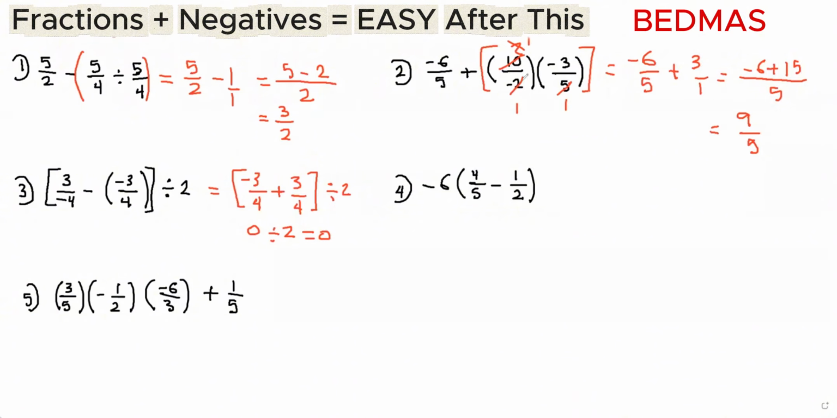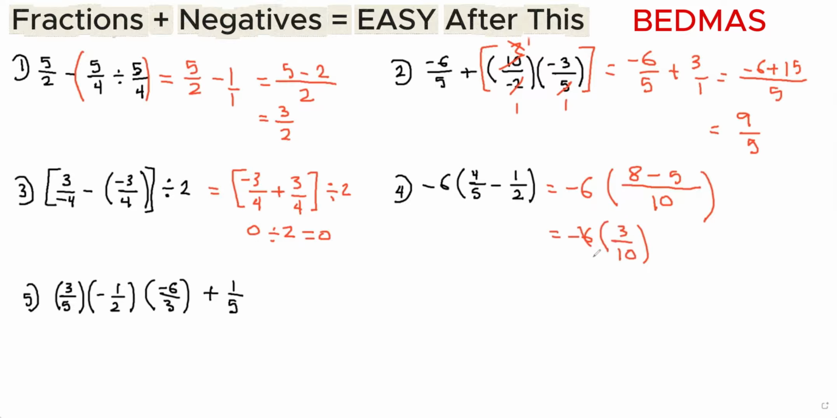This here, we gotta do the brackets first. So we have negative 6 in the brackets. We have to do common denominator, and the common denominator here is 10. 10 divided by 5 is 2. 2 times 4 is 8. And then you have the minus, and 10 divided by 2 is 5. 5 times 1 is 5, which gives me negative 6 times 8 minus 5 is 3.